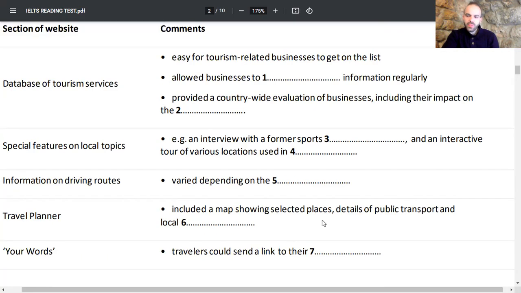Now we have 6 and 7. Number 6 and number 7 are both present in paragraph 4. I want you to take a screenshot of the sentences for number 6 and number 7, as well as the title of the section of the website. So try to take a screenshot.